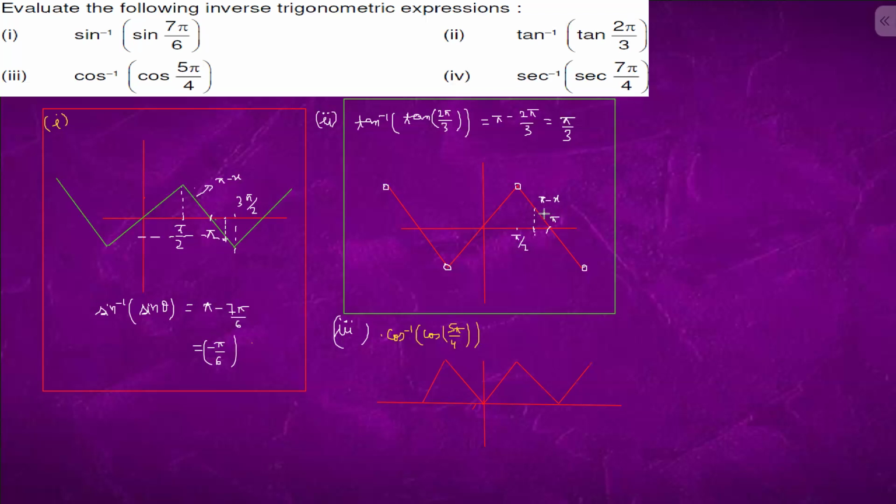So we have y minus 0 equals minus 1 times x minus pi, which is pi minus x. So this is correct. This is up to pi.